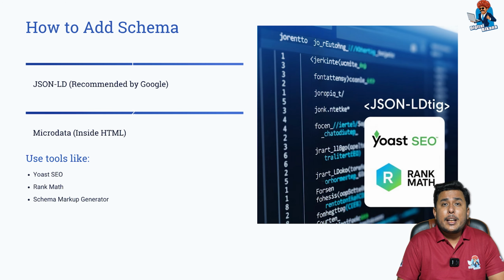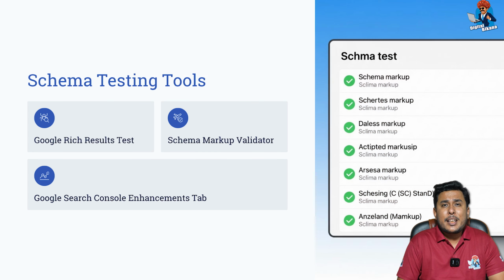You can add schema using three formats: JSON-LD, Google's preferred format; microdata, embedded with HTML; and RDFa, used in more complex sites. The easiest way: use plugins or schema generators. Once you have added schema, test it. Google provides free tools to validate your structured data and see if it is eligible for rich results.